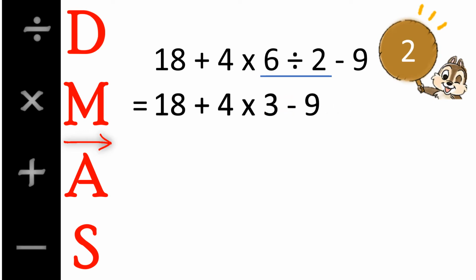Now tell me what we have to solve first. Addition, multiplication or subtraction? According to DMAS, after division, we have multiplication. So write 18 and the plus sign as it is and do the multiplication.